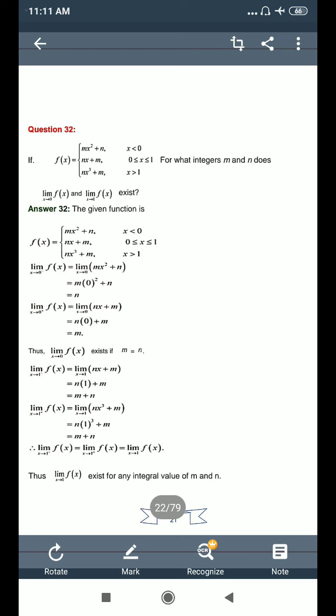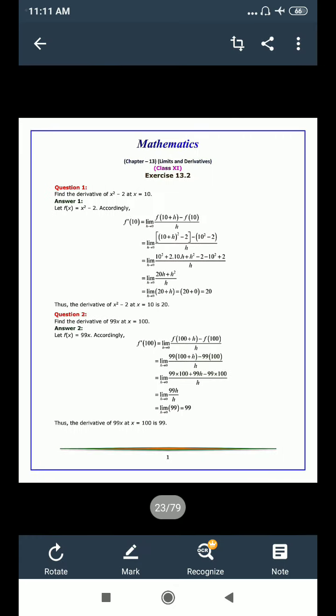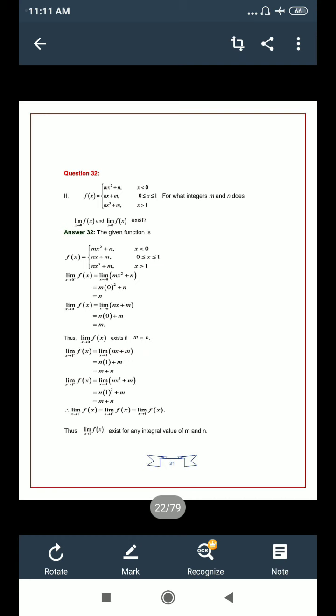You can take any integers. So the answer of this part is that limit x tends to 1 f(x) exists for any integral value of m and n. For all integral values of m and n, it will exist. So in this way, this exercise is complete.